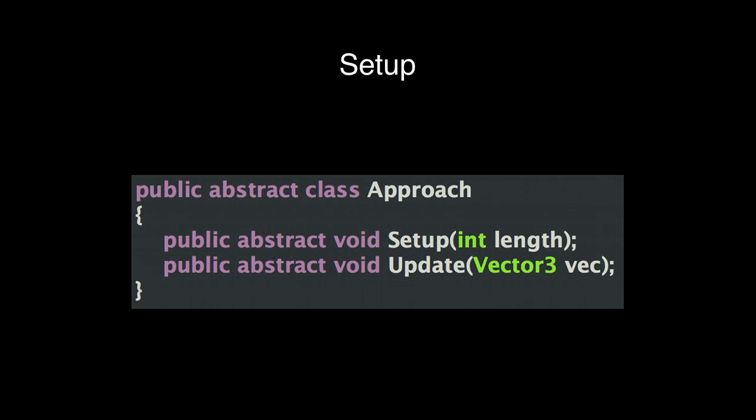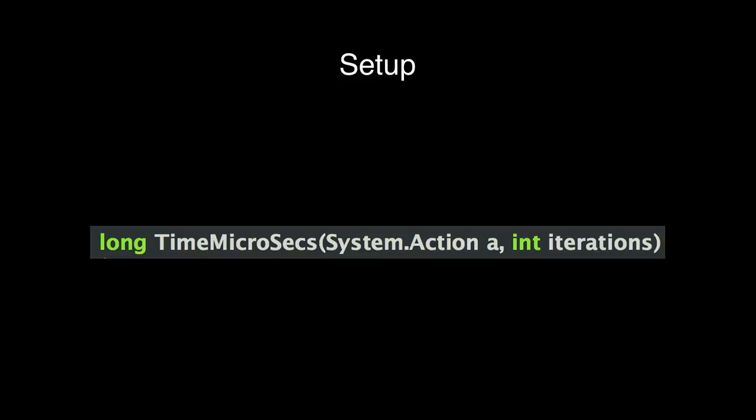So the setup: we have a simple class called Approach, and it's abstract, because we're going to have a couple of different approaches that we're going to walk through for how we handle this. We have one method, Setup, which takes the length of the character array we want to use, which is 100,000 in all these examples. The other is an Update method, which takes a vector, and all we're going to do is add that vector to the current position of each character. I have this helper method, TimeMicrosecs, and we pass it an action and an iteration count. It'll run that action that many times and return the average time. In this case, we're using average time. You could also look at worst case time, but the average makes sense here.